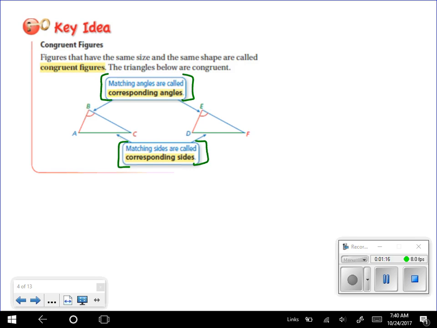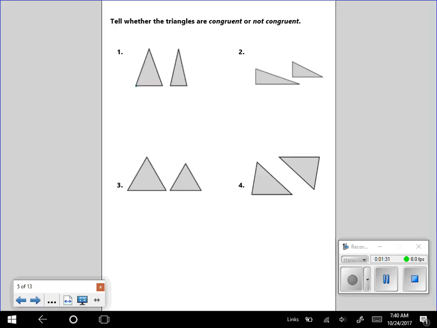So congruent figures have the same size and the same shape. Eventually we'll talk about figures that are proportional, not necessarily congruent, but today we're focusing on congruent figures. So this should be pretty simple. We just have to determine whether the triangles are congruent or not. So if we look at the first one, number 1, are these triangles the same size and the same shape? Nope. So they are not congruent.